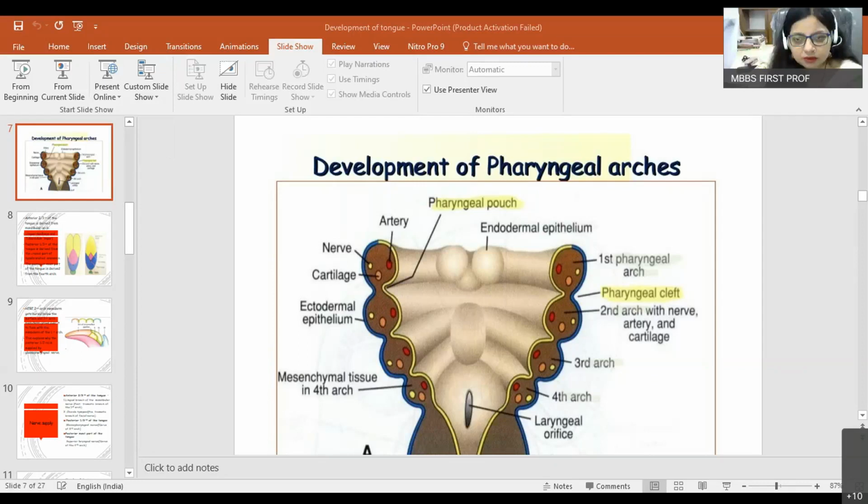Is it visible? Hello? Is it visible, students? Ma'am, slide is visible, but nothing else than slide. Okay, slide is visible. And to show you how the traumatic and the post-traumatic are formed.